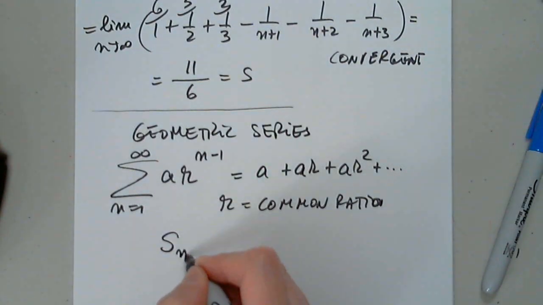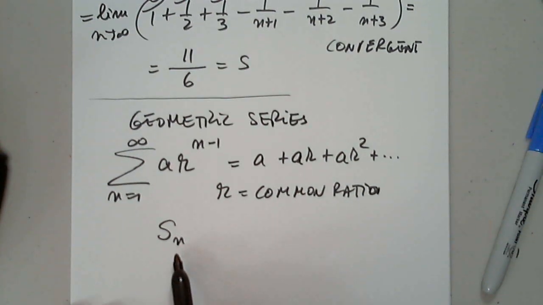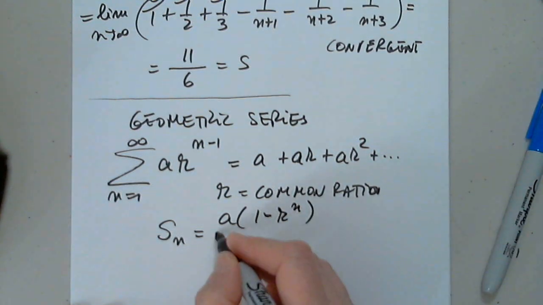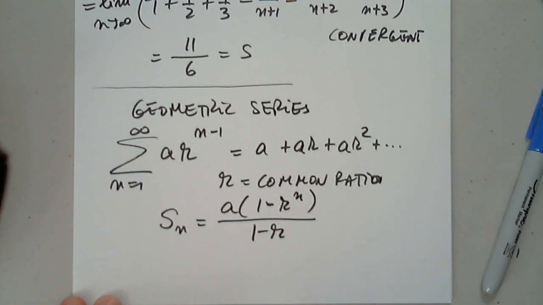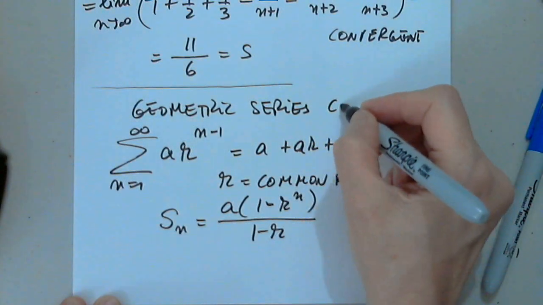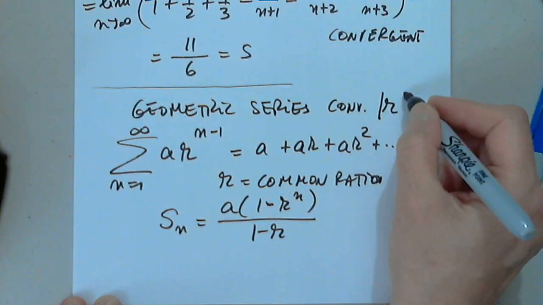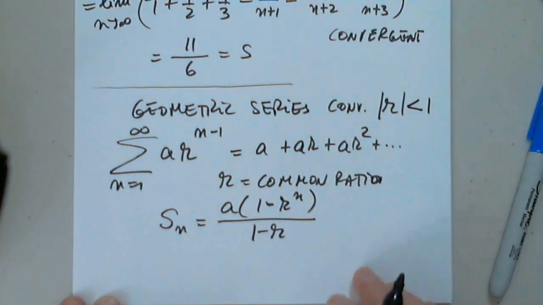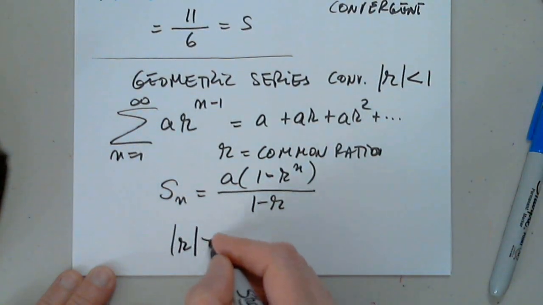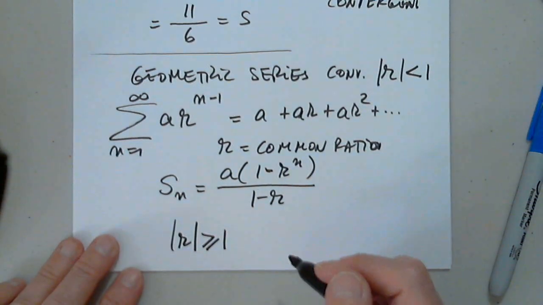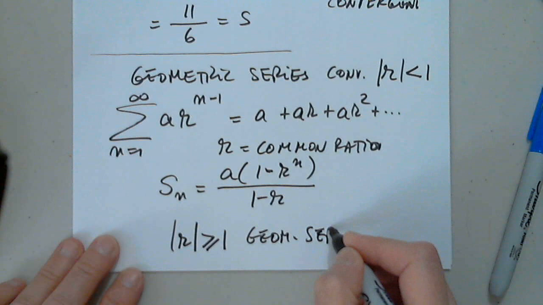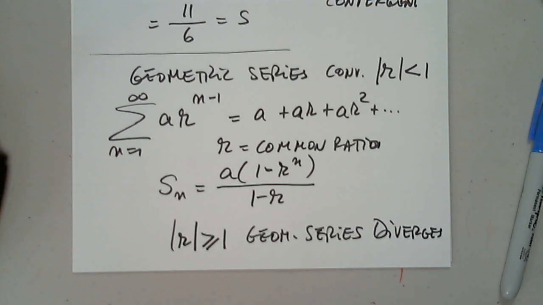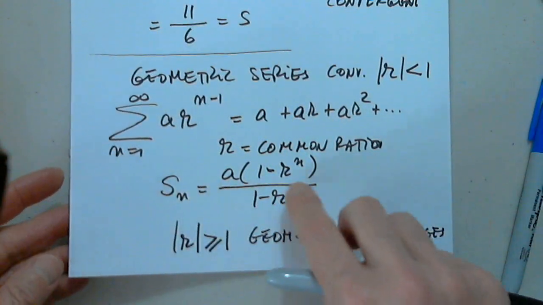So the nth partial sum can be determined. It's a times 1 minus r to the nth power divided by 1 minus r. And please remember the geometric series is convergent only for the absolute value of the common ratio, which can be negative or positive, being less than 1. Every time the absolute value of r is greater than or equal to 1, the geometric series diverges. So please remember that.